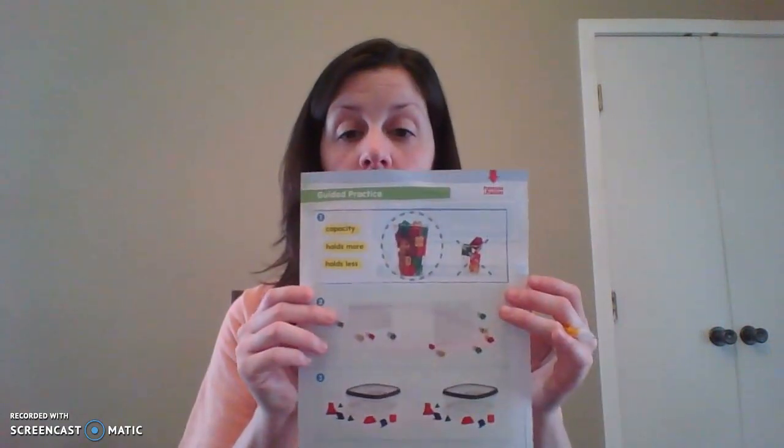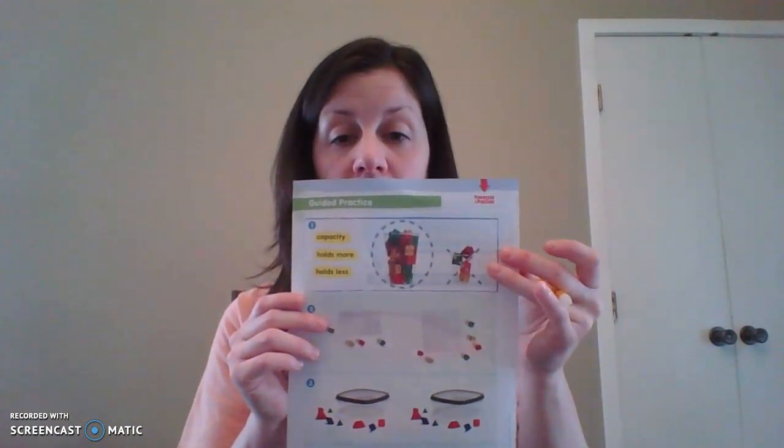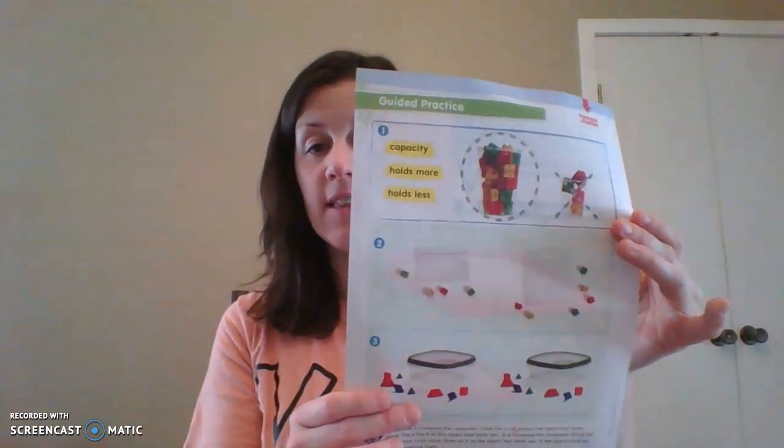So the directions are compare the containers. So we have this cup and this cup. Trace the circle around the object that holds more. So they want us to trace this circle right here because that one holds more. So trace that circle because that cup holds more. Then trace the X on the object that holds less. So over here, we only have a couple cubes in that cup. So that cup holds less cubes than our other cup. So we are putting an X on top of that one. So yours should look just like that.